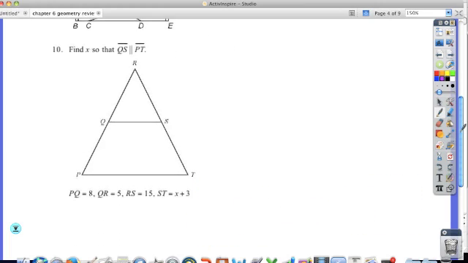Next one, they want us to find x so that QS is parallel to PT. In order for QS to be parallel to PT, these two triangles need to be similar. So we're going to be using a proportion. So PQ is 8 and QR is 5, and RS is 15 and ST is x plus 3.